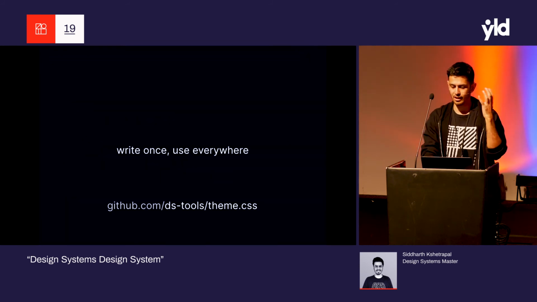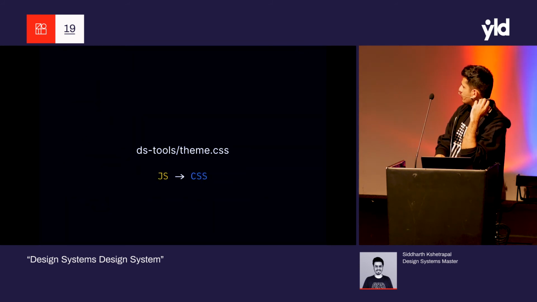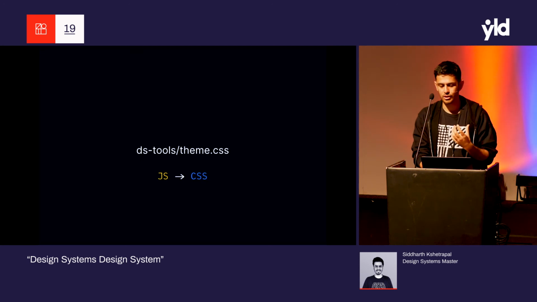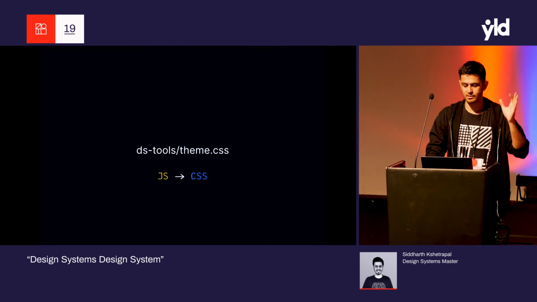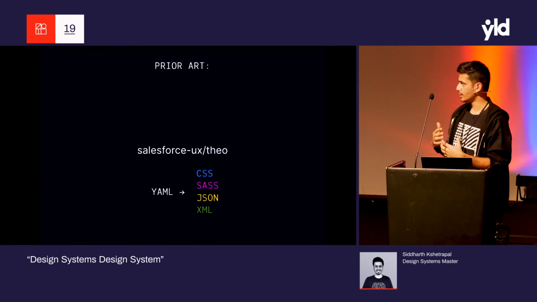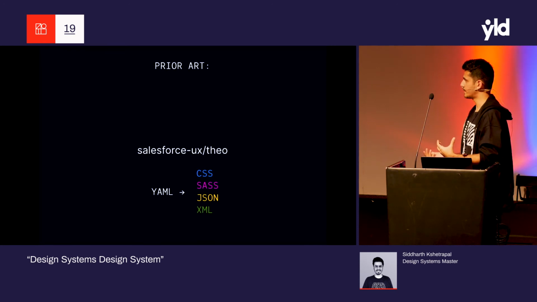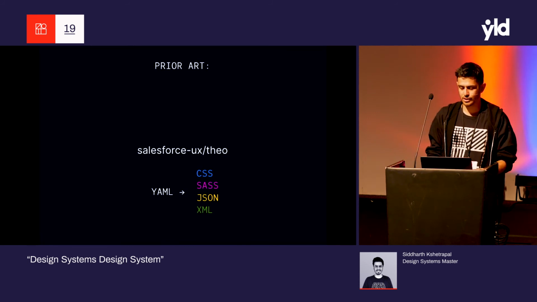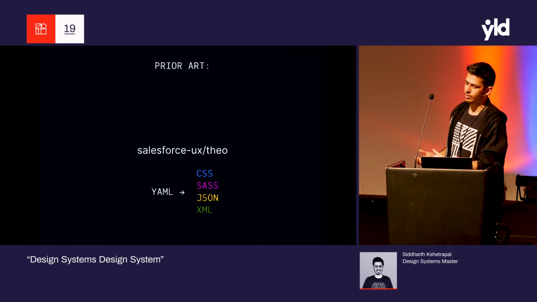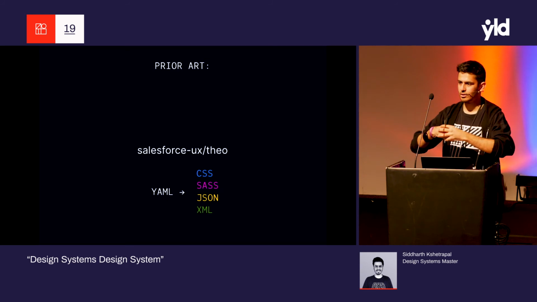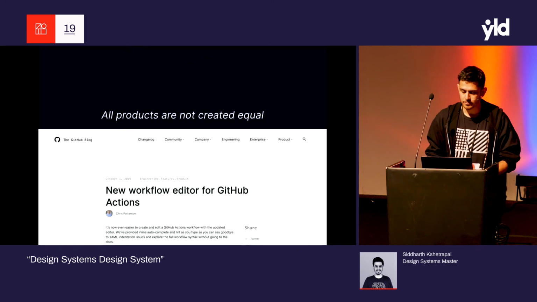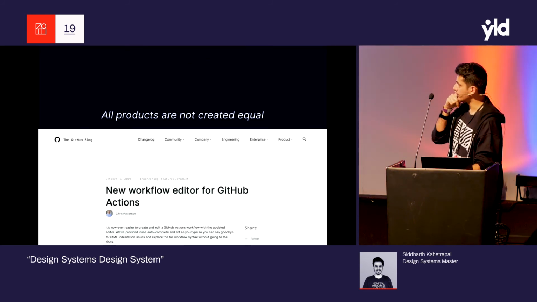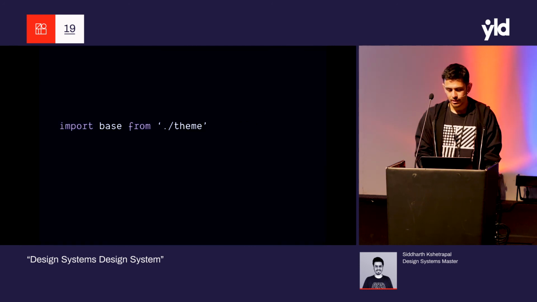This only works for our way, which is JavaScript and CSS on the system UI. But if you're looking for something way more extendable, you might want to look at Salesforce UX/Theo, which is where I got a lot of these ideas, but I simplified them to just handle our use case. Remember this example, that all products are not really the same?